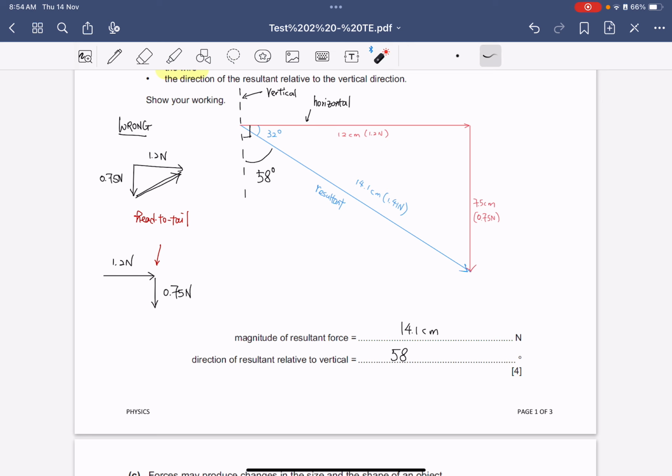Of course, we allow some range. I'm not saying we have to get exactly 14.1, sorry, not cm, it's 1.41. You may say 1.40 or 1.42, there's always a range. That part is acceptable, but the direction and the method have to be correct.